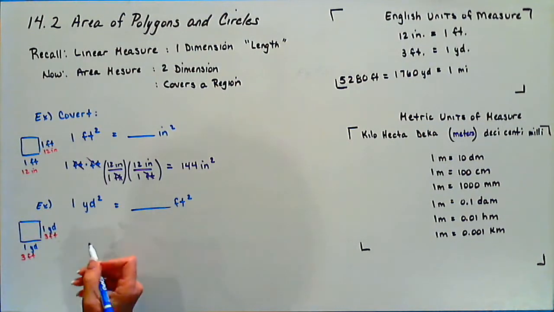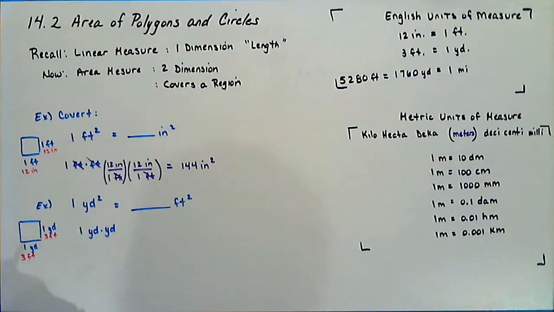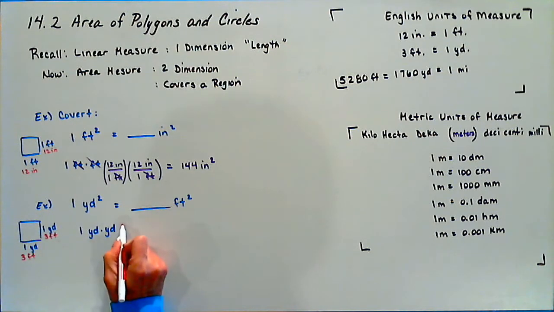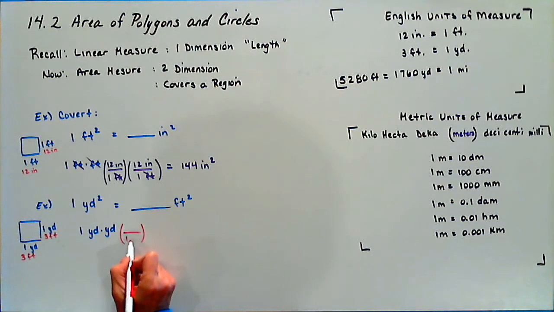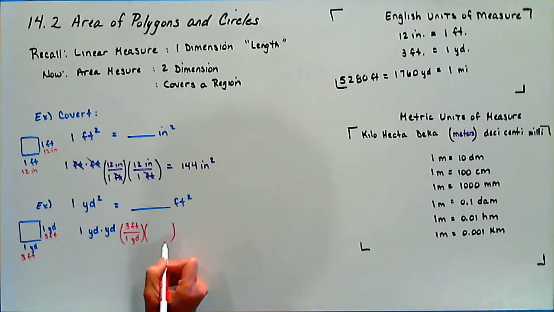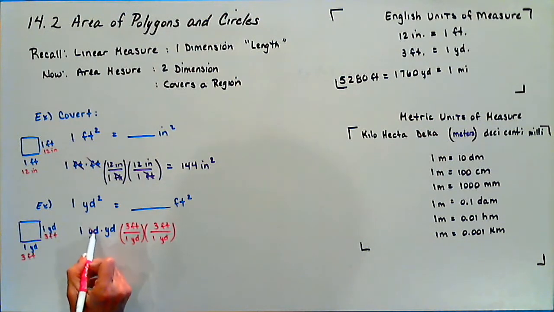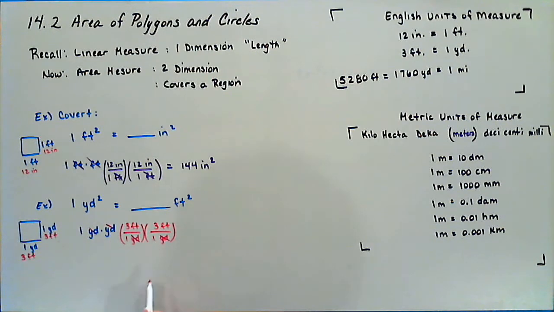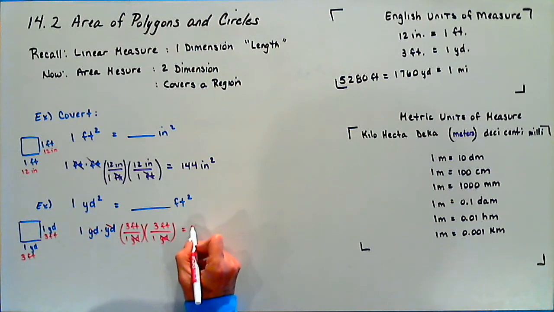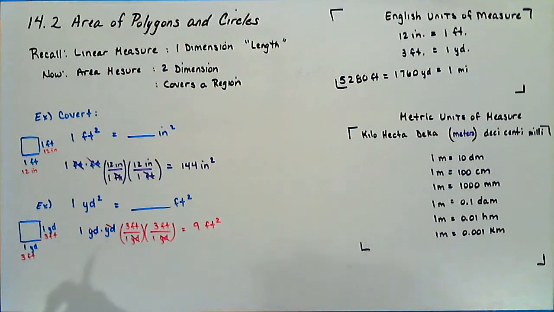So let's try it. If I start with yard squared, that literally means yard times yard. So I'm going to need the conversion rate twice. 1 yard is the same as 3 feet. 1 yard is the same as 3 feet. And now our yards will reduce. And sure enough, when we work that out, we are left with 3 feet times 3 feet, or 9 square feet, or feet squared.